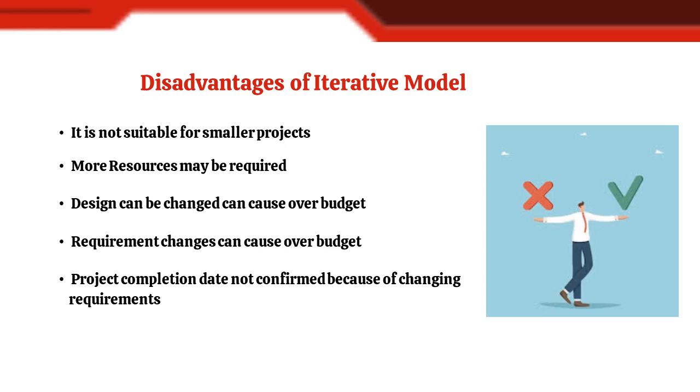Design changes can cause budget overruns. Modifying the design in later iterations can be costly. Requirement changes can also increase cost. Project completion date is uncertain because requirements can change during iterations. The final timeline may be unpredictable.